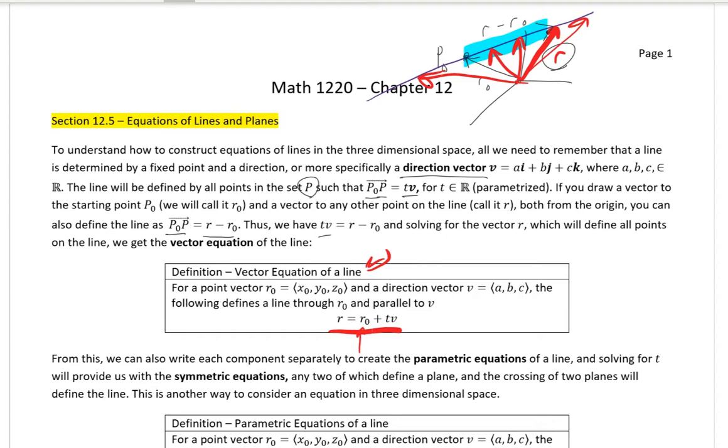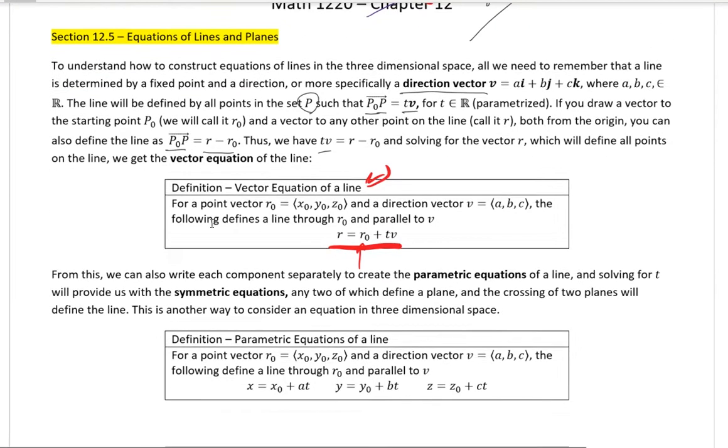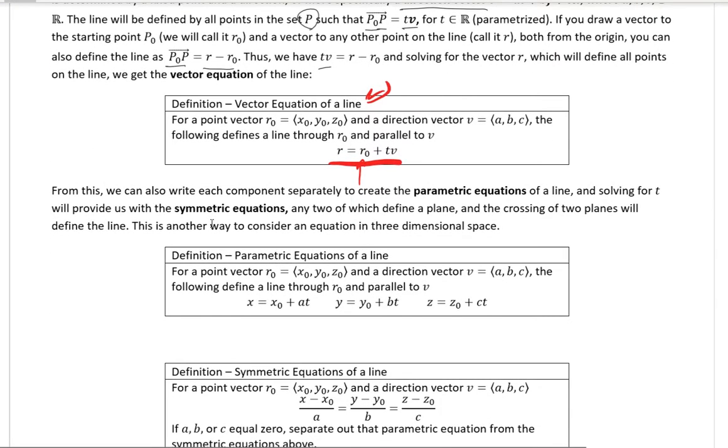From this, we get something that we use much more often, which is called the parametric equations of the line, where you're just looking at each individual component. If this is true for the entire vector, then you should be able to split that up into the components for x, y, and z as x equals x sub 0 plus at, y equals y sub 0 plus bt, z equals z sub 0 plus ct, where a, b, and c are the components of the direction vector.